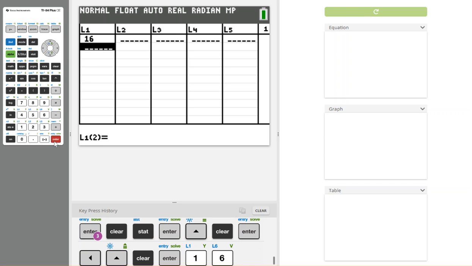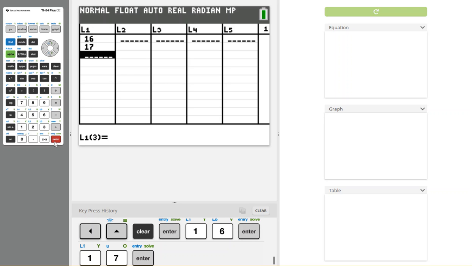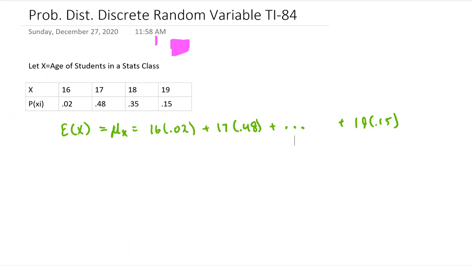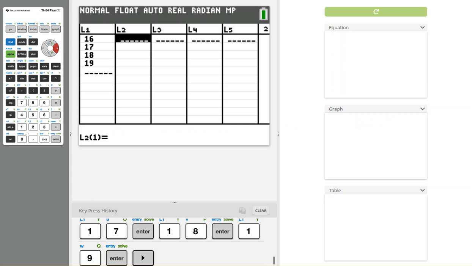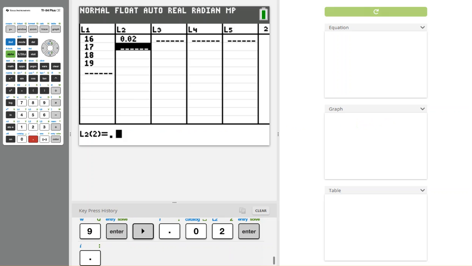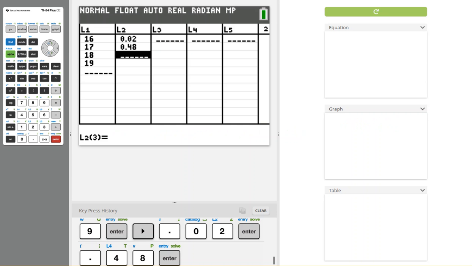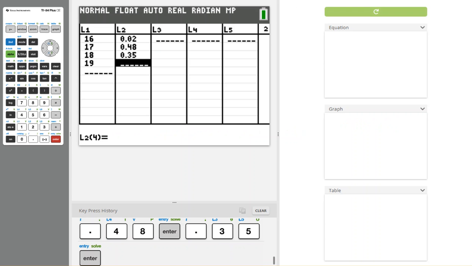So 16, 17, 18, and 19. Then in list 2, I'm going to enter in these probabilities I had before. So 0.02, 0.48, then 0.35 and 0.15.